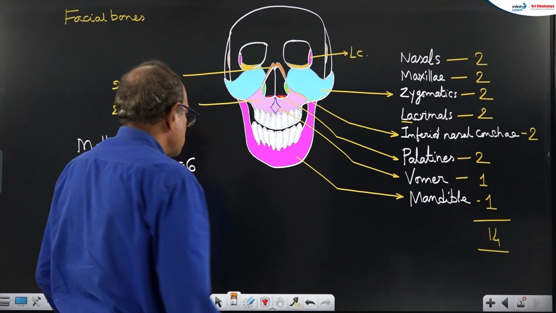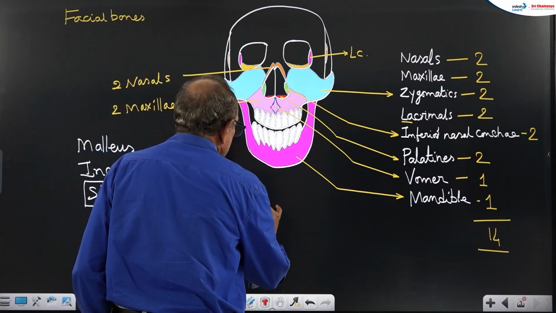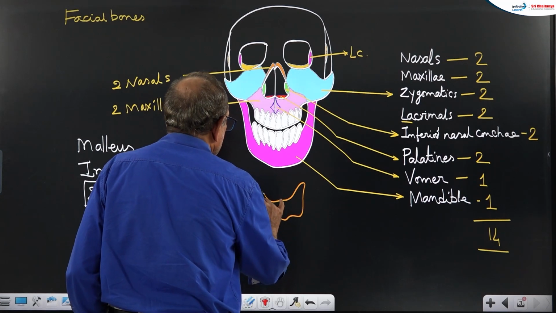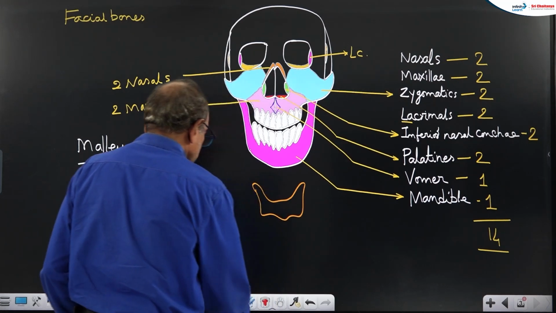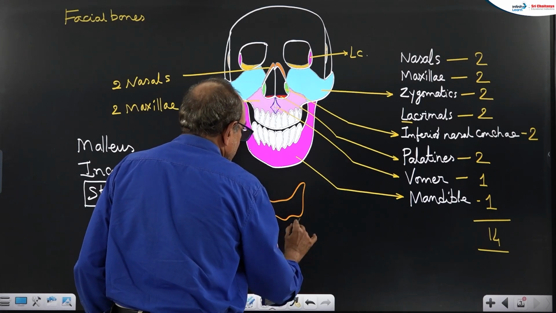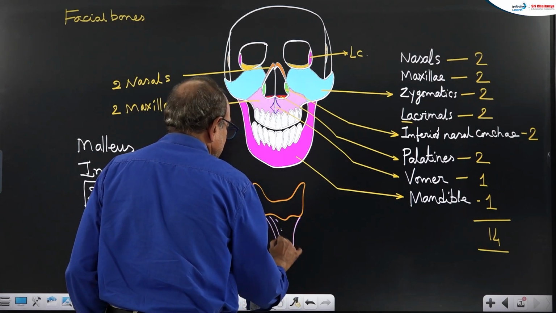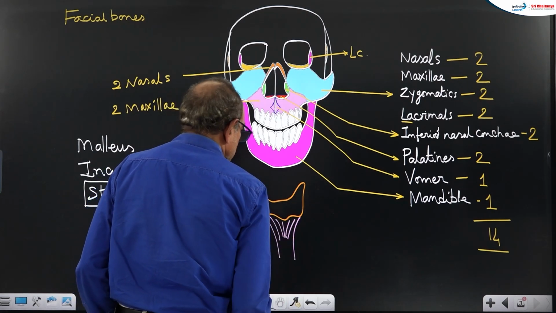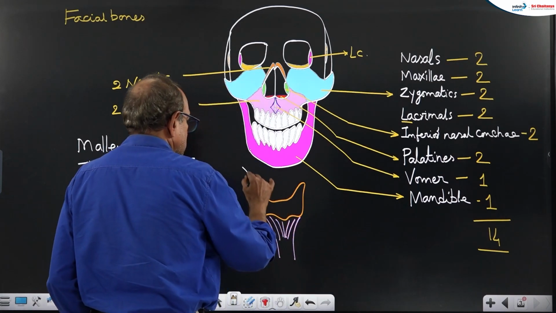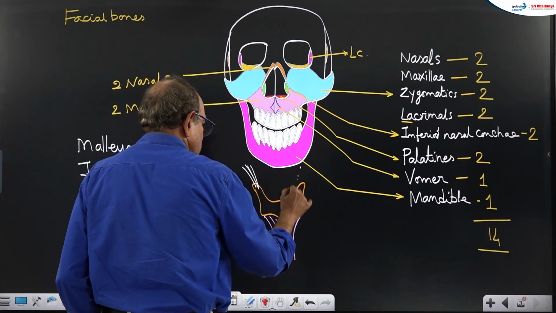Hyoid bone, this is a U-shaped bone like this, and it gives support to the larynx. This is the larynx. It gives support to the larynx, and moreover, some of the tongue muscles are attached to the hyoid.